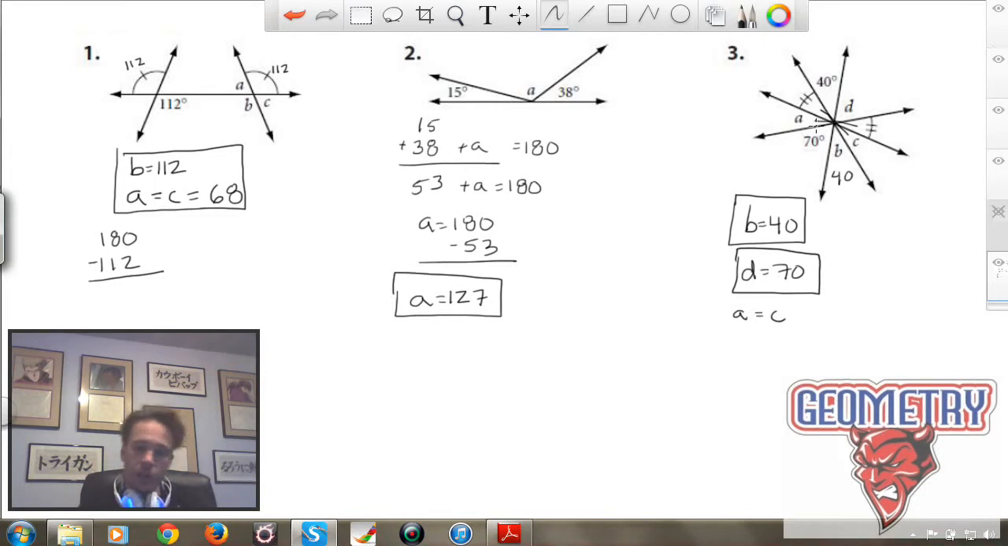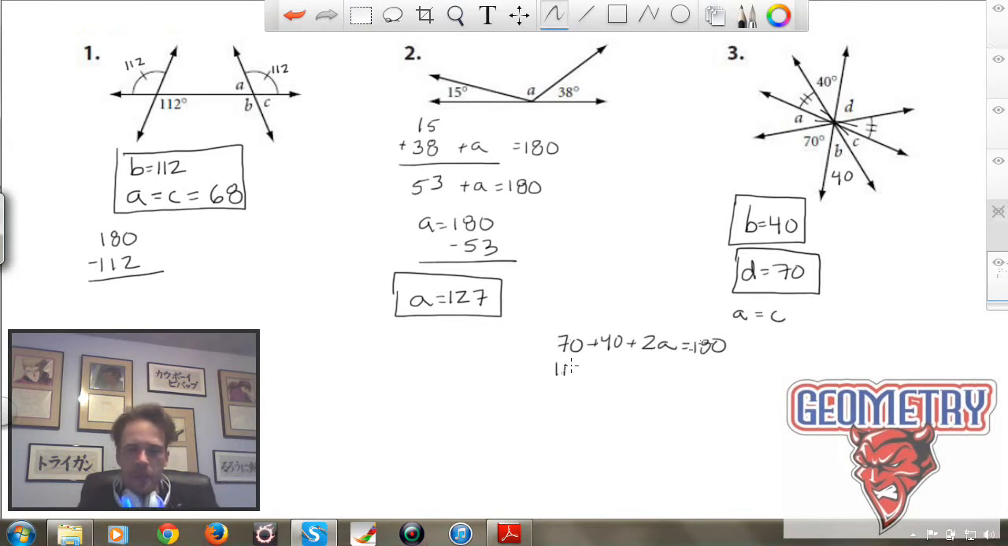So let's see if we can't figure out what either A or C is. We have a straight line here, so everything on this side has to add together to be 180, and everything on this side has to add together to be 180. So it's really just a personal preference which side you want to work with. Let's work with the top there. So we got 70, which is D, plus 40, plus 2A, because this is A, which is the same as that, which is the same as that. So this is A, that's A, that's A, that's A. Or you could say they're all C because they're both the same. So all those things added together equal 180.